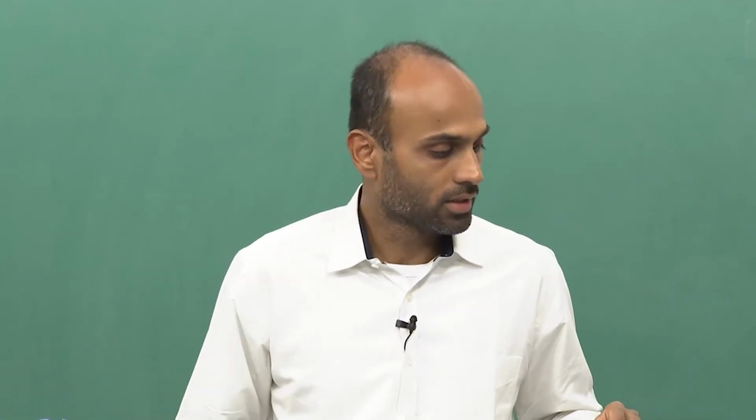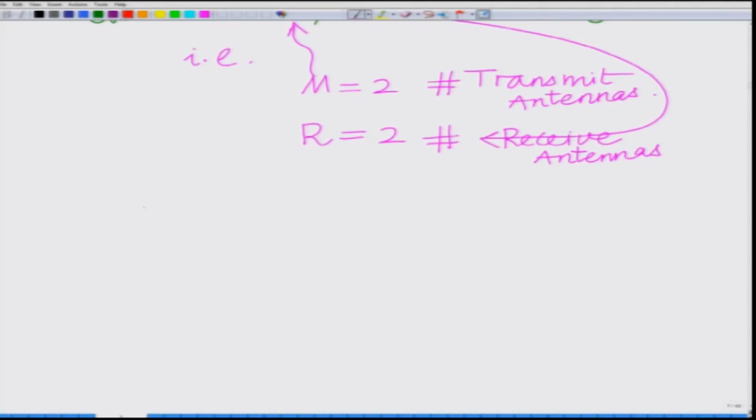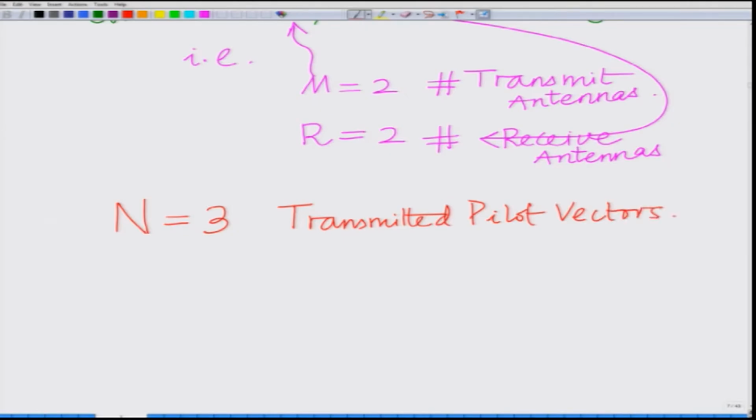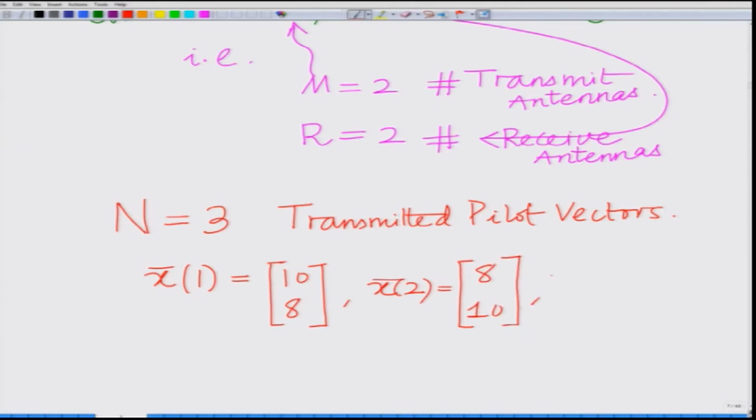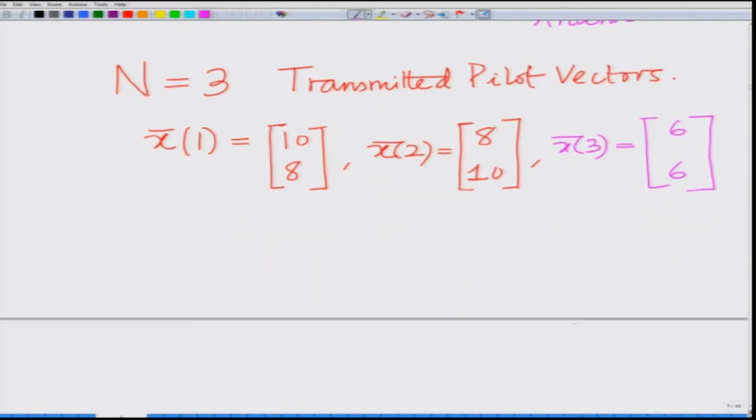Okay. Now, let us consider n equal to 3 transmitted pilot vectors in this particular example. Let them be x bar 1, that is the first pilot vector, that is 10, 8, x bar 2, that is the second pilot vector, that is 8, comma 10, x bar 3, that is the third pilot vector, that is 6, 6. Okay. So, we have 3 pilot vectors that are transmitted.